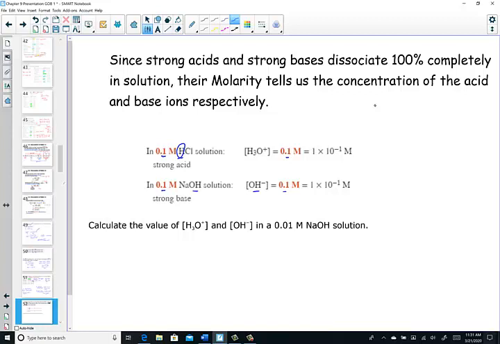Let's see that in action. We have a 0.01 molar sodium hydroxide solution, 0.01 molar NaOH. Now here's what we know. When NaOH dissociates, 100% of it forms aqueous ions of Na+ and OH-. This 0.01 molar NaOH gives us the concentration of the hydroxide. It's also the concentration of the sodium ion. We get equal amounts of ions that dissociate. But this is what's used to calculate the other.